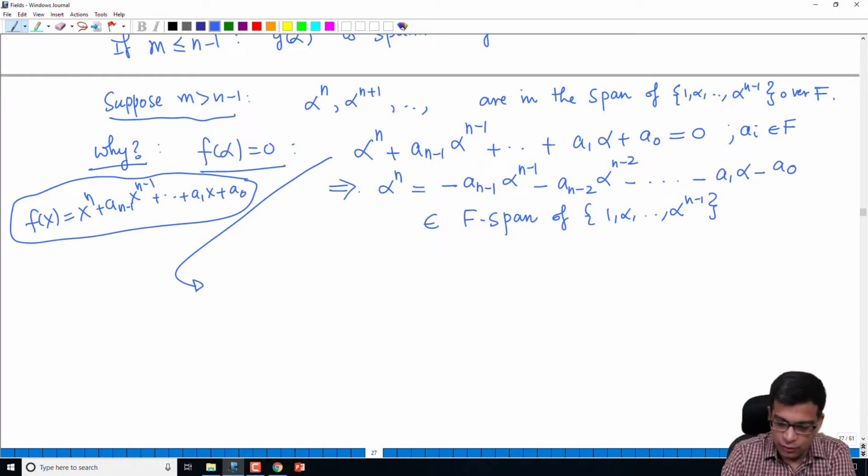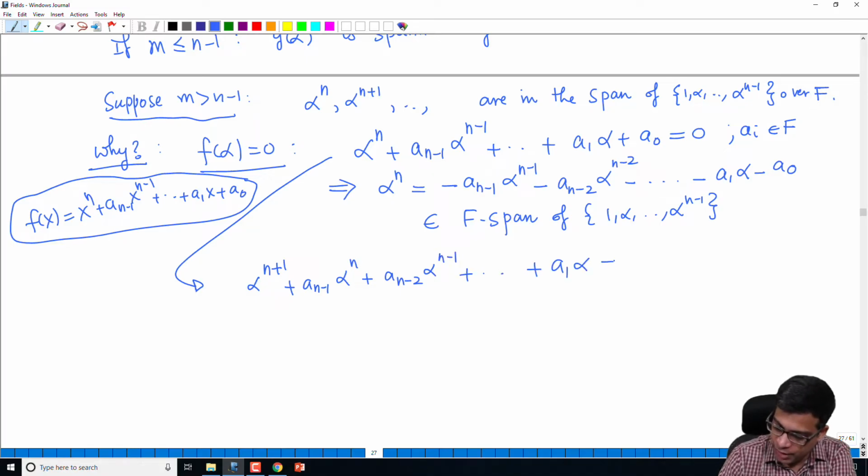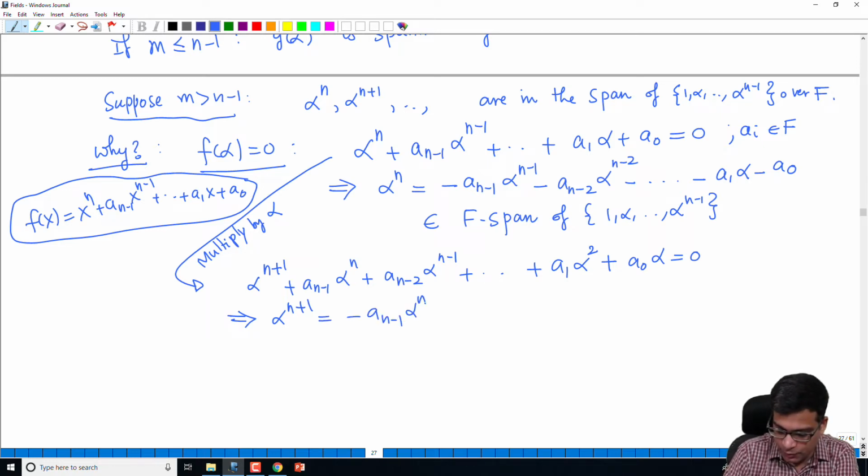That's also easy. We can multiply this equation by alpha, and we get alpha^(n+1) + a_{n-1} alpha^n + a_{n-2} alpha^{n-1} + ... + a_1 alpha^2 + a_0 alpha = 0. So we are just multiplying by alpha. But that means alpha^(n+1) can be written as minus a_{n-1} alpha^n minus a_{n-2} alpha^{n-1} minus ... minus a_1 alpha^2 minus a_0 alpha.